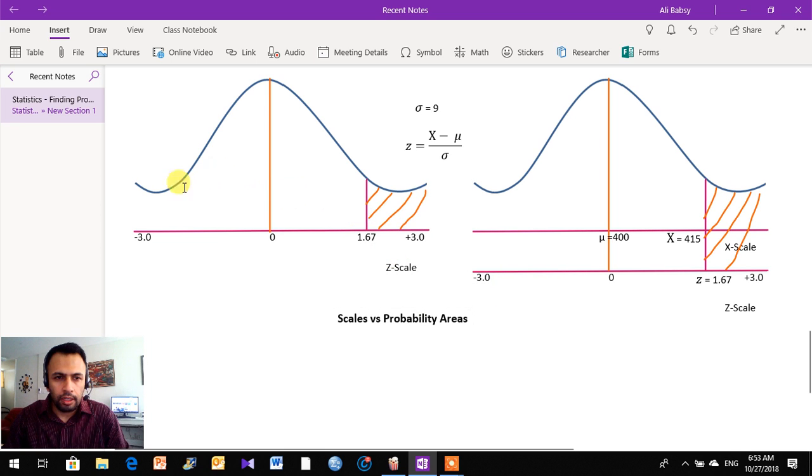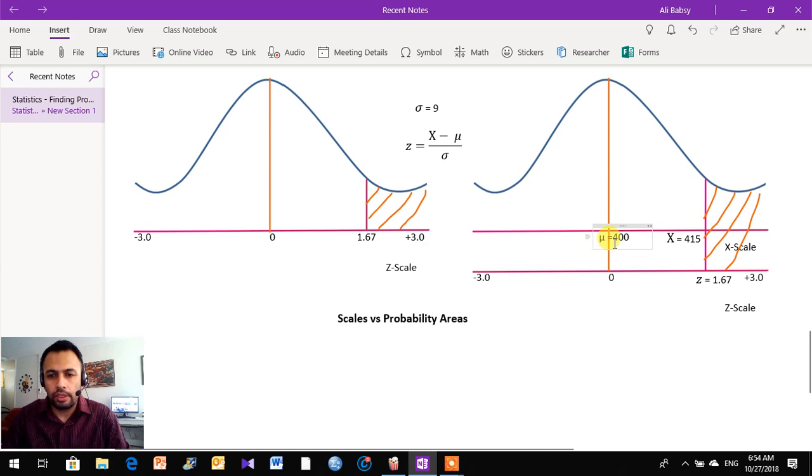So I made a duplicate of this curve on the right hand side. The difference between these two pictures is on the left hand side there is no x scale, but on the right hand side there is an x scale.